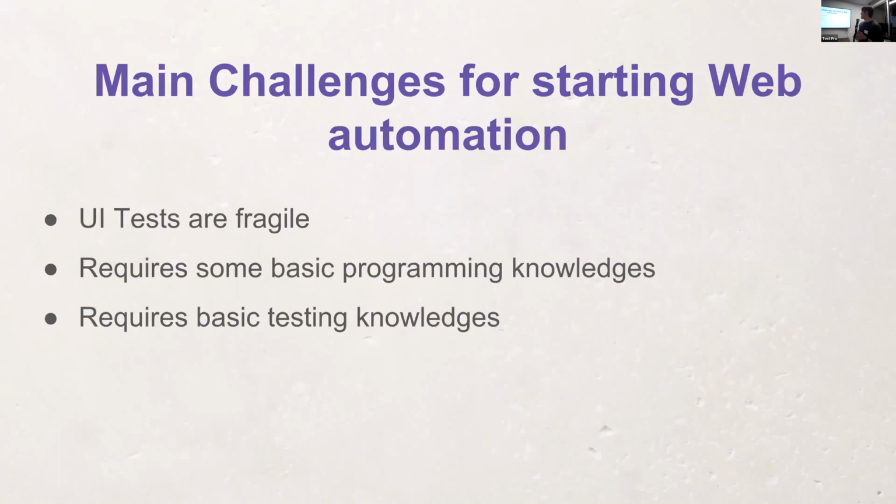So what are the main challenges for starting web automation? UI tests in general are very fragile. You need to keep that in mind all the time. Compared to API tests, which are more stable and don't change a lot, UI is different. You need to design your tests keeping that in mind. Instead of hard coding locators or logic, you may use a separate method, reference it and define the logic there, so it will be easier for you to change it.